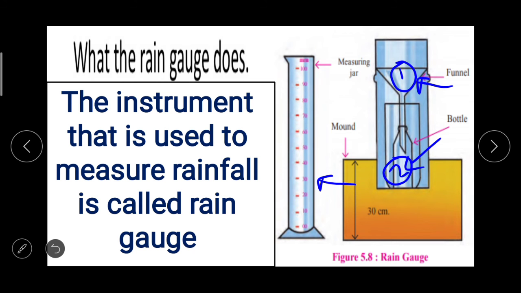In areas of heavy rainfall, the reading of the rain is taken every 3 hours. The measuring jar reads in millimeters. Here you can see millimeters. The gauge is kept in open ground on a 30 centimeter high flat mount, and hence the rainwater is collected without any obstruction. And in this way, one can measure the rainfall.